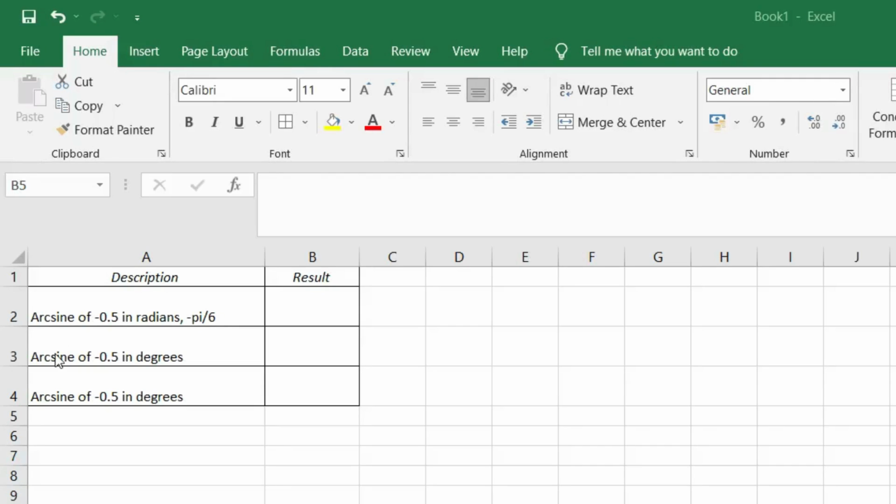Hi. In this video we will understand the ASIN function. The ASIN function provides the arcsine, or inverse sine, of a number. The arcsine is the angle whose sine is the number. The returned angle is given in radians in the range -pi/2 to pi/2. We have descriptions for each of the functions to be performed.